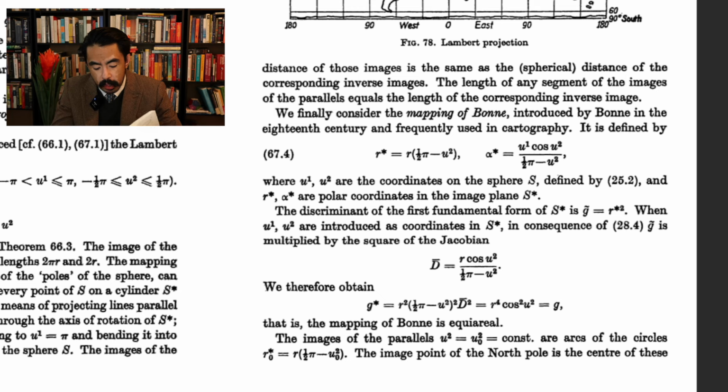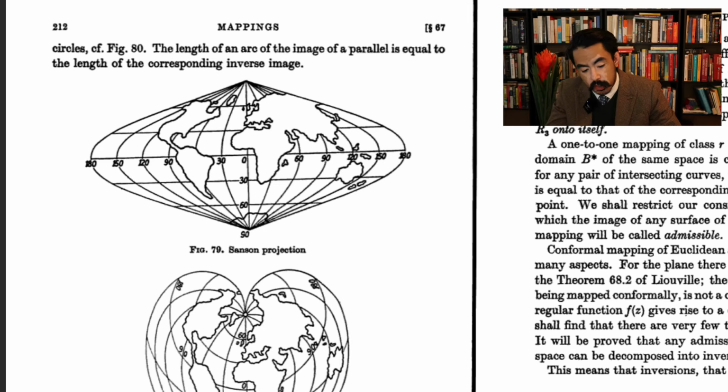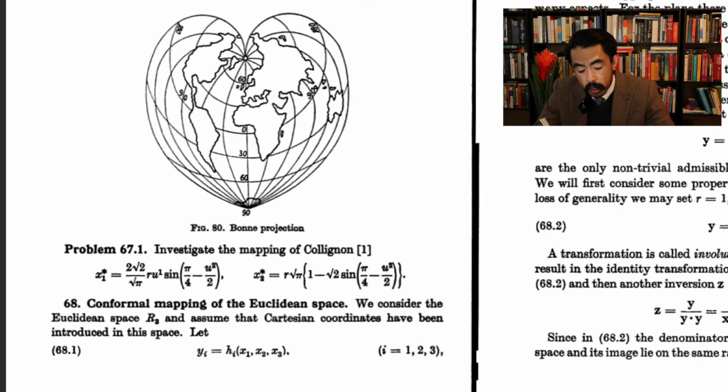The images of the parallels u2 equal to u naught superscript 2 equal to a constant are arcs of the circles r naught star equal to r times the quantity pi over 2 minus u naught superscript 2 closed quantity. The image point of the North Pole is the center of these circles, for which refer to figure 80 below. The length of an arc of the image of a parallel is equal to the length of the corresponding inverse image.